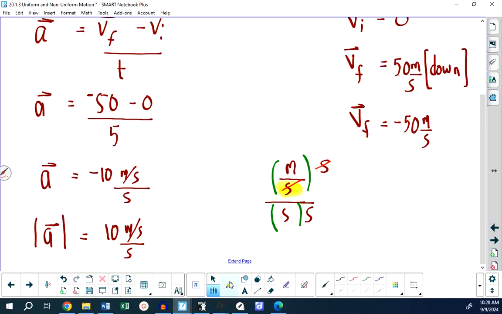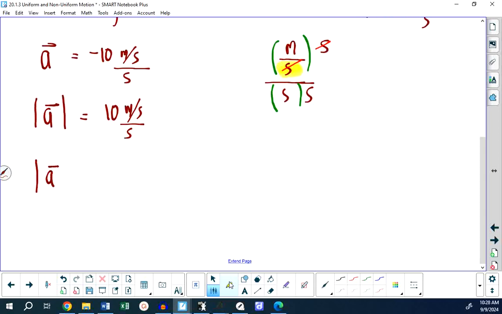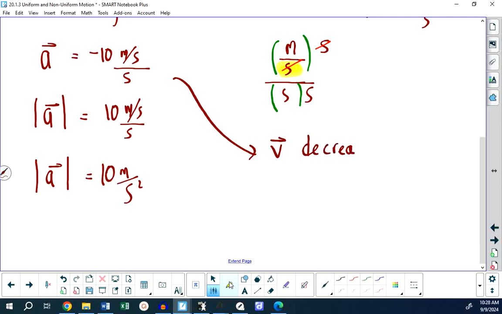And this is why we write acceleration as having units of 10 meters per second squared. But what does it mean? It means 10 meters per second per second. So if we go by this, the velocity is decreasing by 10 meters per second per second. That's a Science 10 thing. You should remember that from Science 10. It's decreasing because the acceleration is negative.